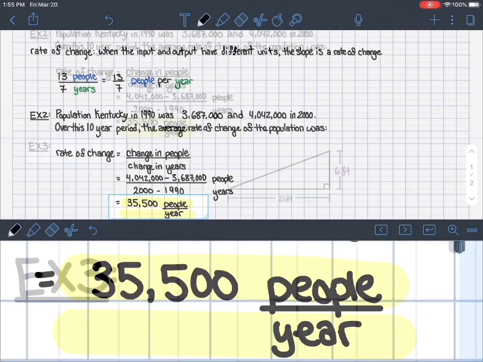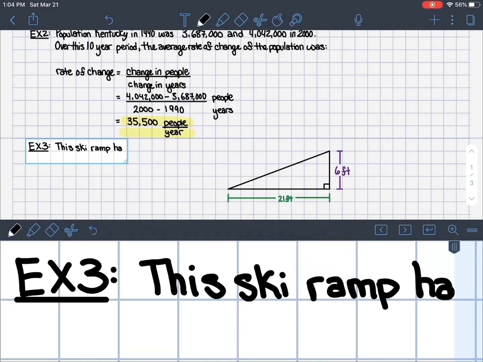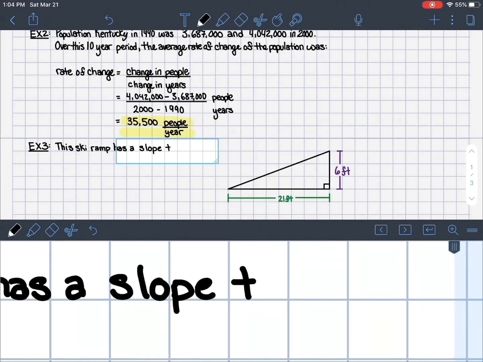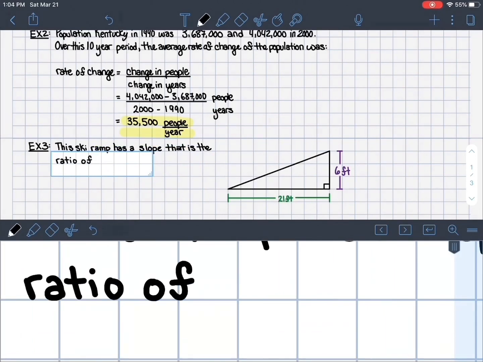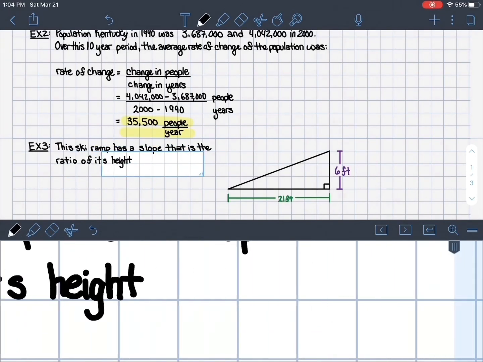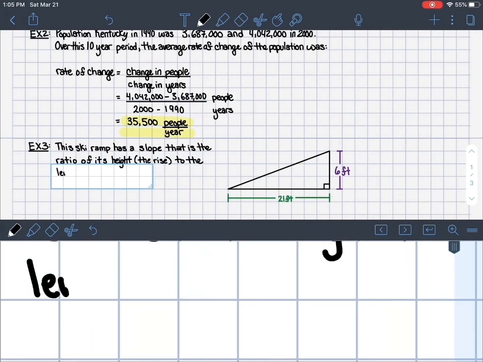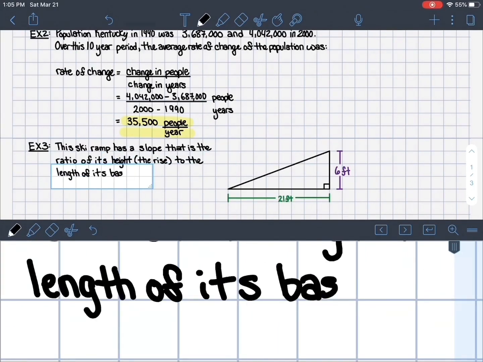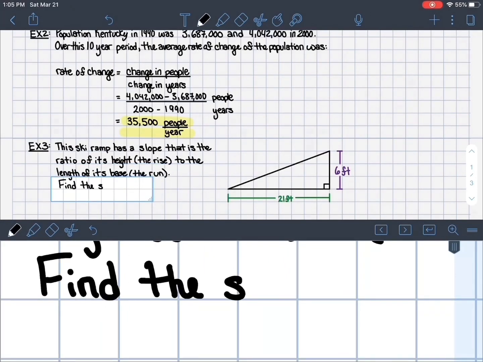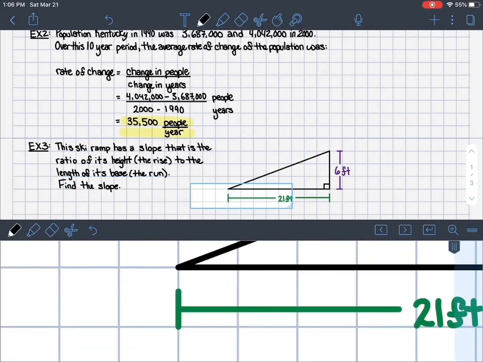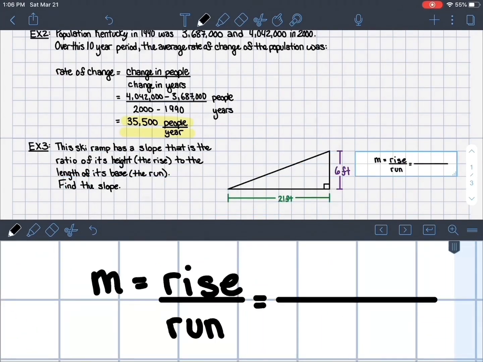Let's take a look at a ratio. This ski jump has a slope that is the ratio of its height to its length. When we fill in our ratio, we'll include our feet, our unit, so that we can see clearly that the units are going to cancel and leave us with a direct comparison, and that comparison will be 2 to 7, or 2/7.